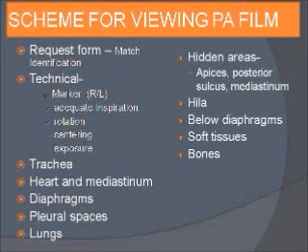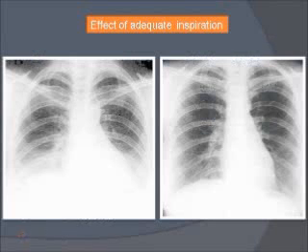So we should develop a scheme and follow it regularly so that we may not miss any finding on the chest X-ray, and we should comment on each structure. So this is how: first match the identification, then judge whether the X-ray has been appropriately taken or not, and then we should read the chest X-ray.